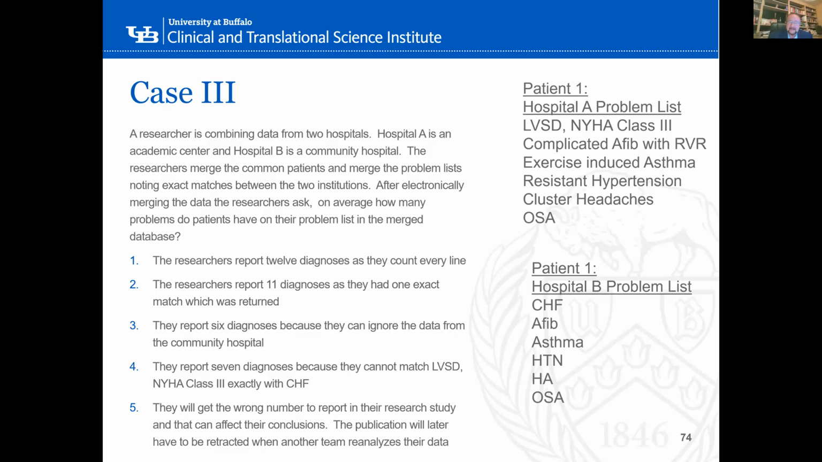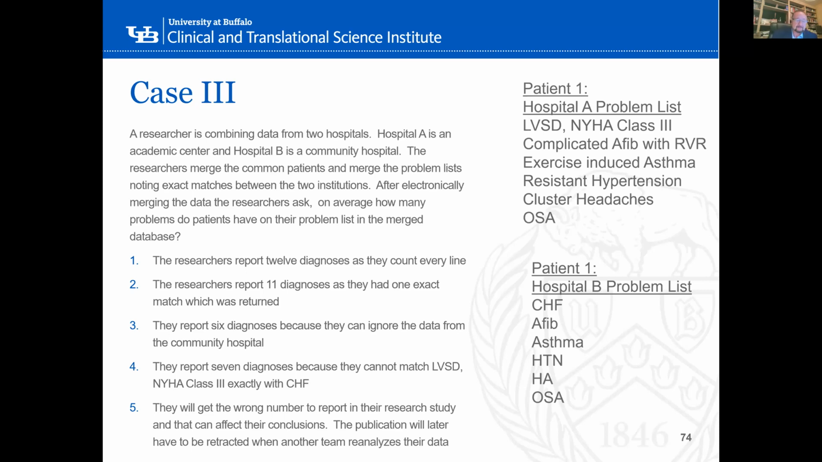Same thing with AFib, asthma, hypertension and resistant hypertension, headaches as a general term, cluster headaches, much more specific, and OSA, obstructive sleep apnea, is just obstructive sleep apnea, right? So the question, though, that you don't know from this, and this is why it gets to be so difficult, is can you just assume that the episodes that were seen at Hospital B were the same as the episodes that were seen at Hospital A? They just documented them differently.